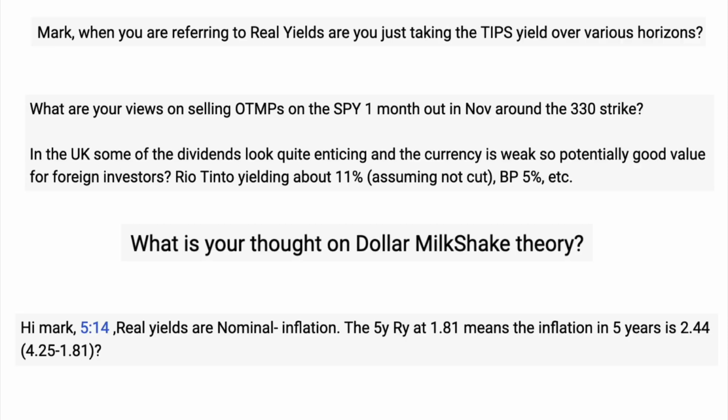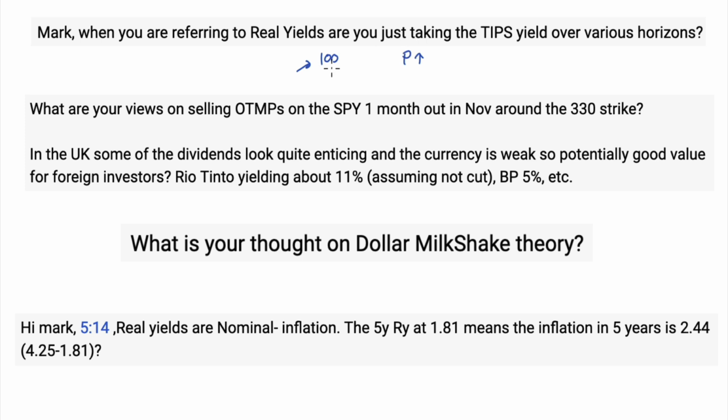Okay, when you are referring to real yields, are you just talking the TIPS yield over various horizons? That's exactly it. A TIPS yield is a real yield. So let's say the yield is 100 basis points. That's your coupon, 100 basis points. And then whatever inflation happens to be, the principal increases by that amount. So you'll get 1% on principal.